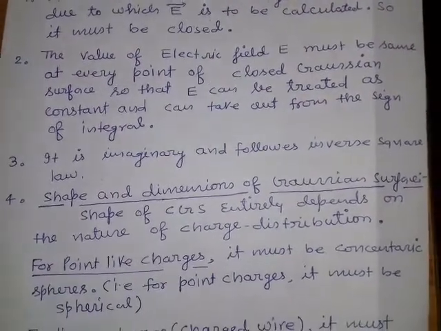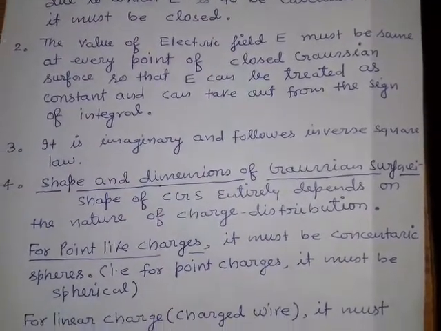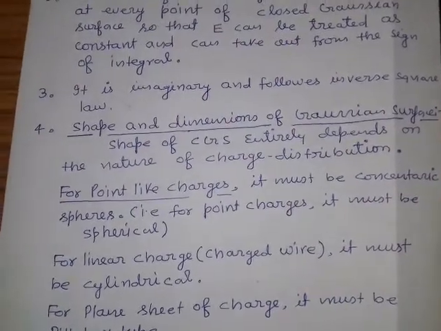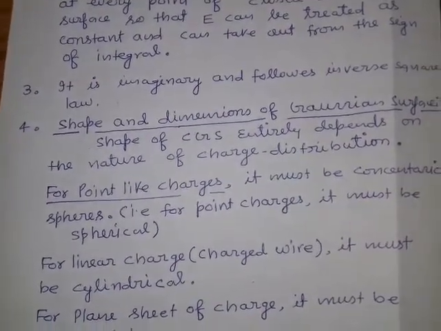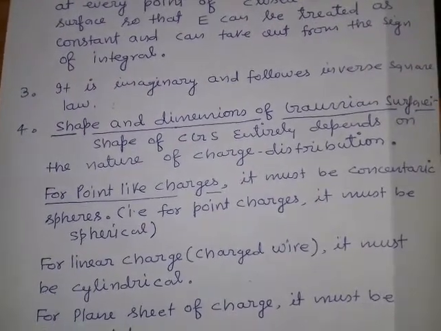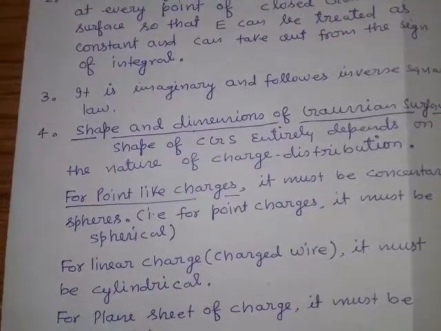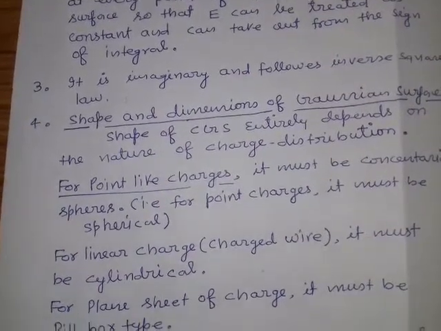Third point, it must be imaginary and follow inverse square law. Fourth point, shape and dimensions of Gaussian surface. The shape of Gaussian surface entirely depends on the nature of the charge distribution, whether your charge distribution is point-like, linear charge distribution or surface charge distribution, etc.